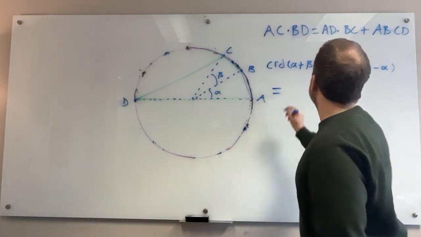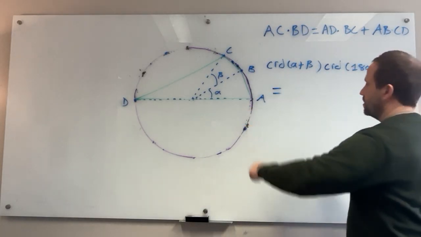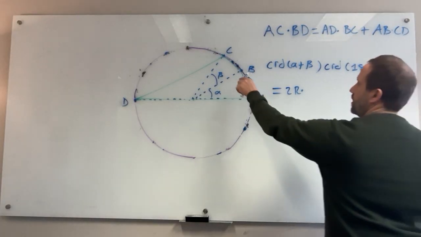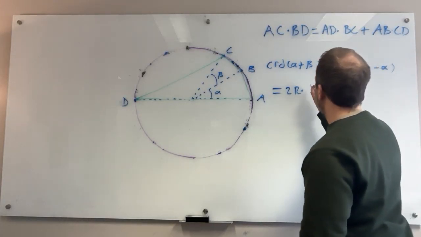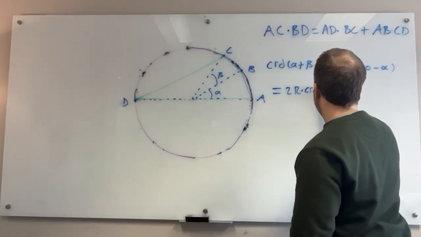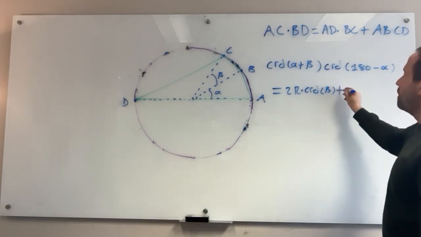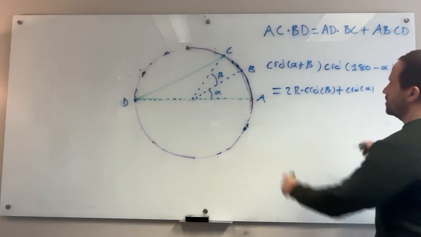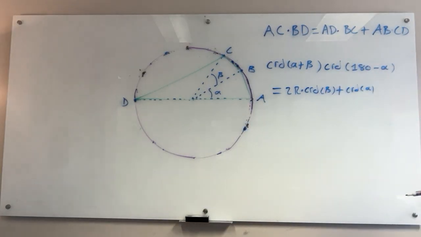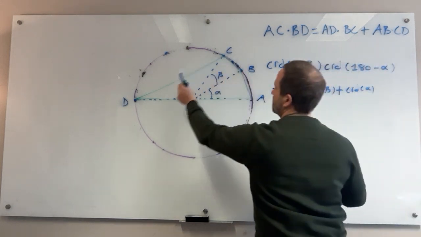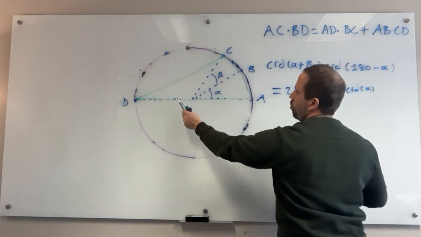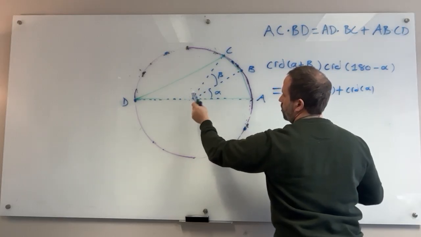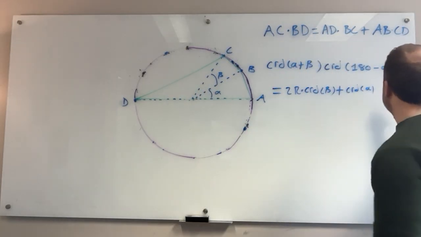Okay, now on the right-hand side, what is AD? Well, AD is just 2R. And BC is that chord right there. That's just chord beta. And then plus AB. AB is chord alpha, because this is AB, so that's going to be chord alpha. And then CD is this distance right here. So CD is the chord of this angle right here, but that angle is 180 minus alpha minus beta.